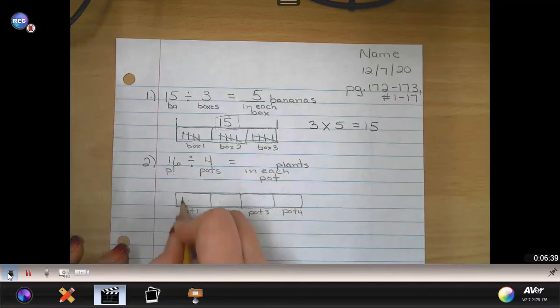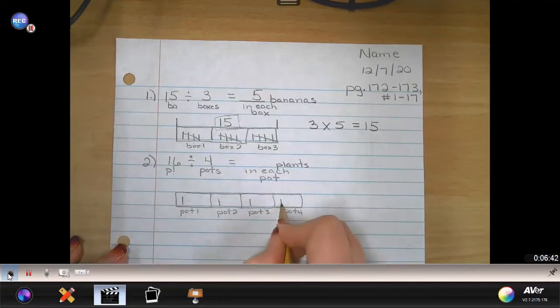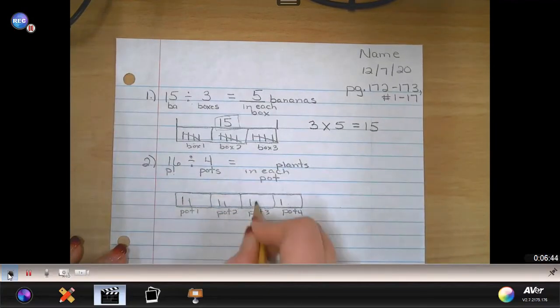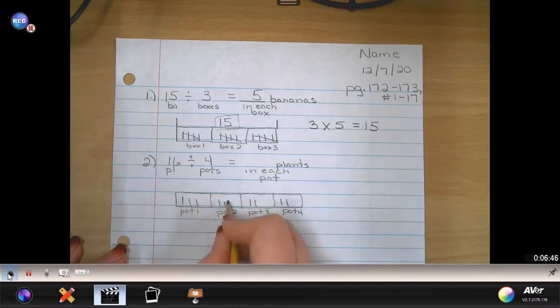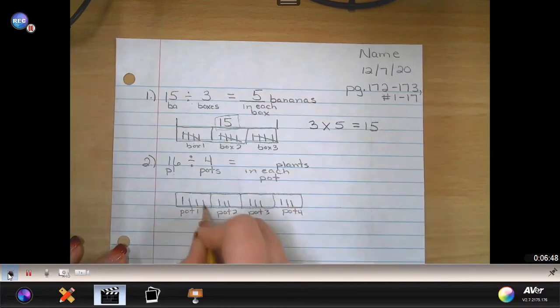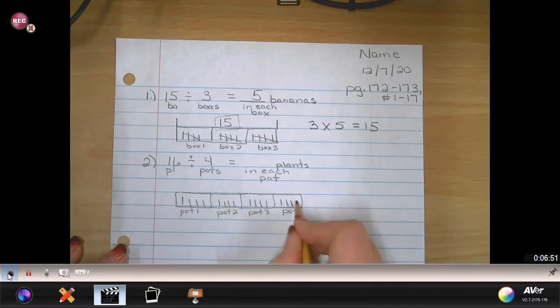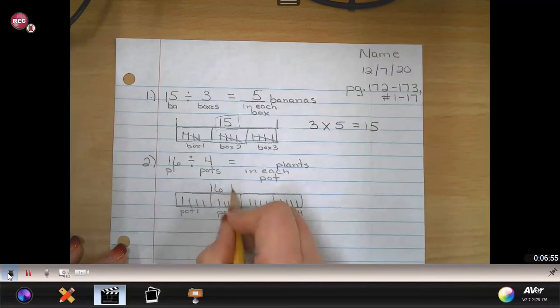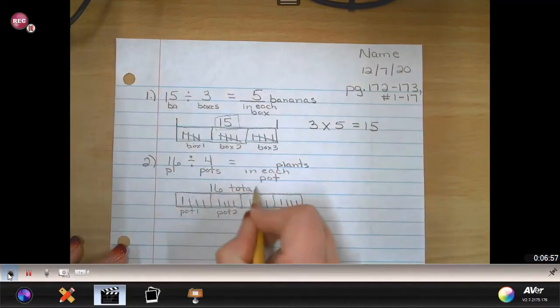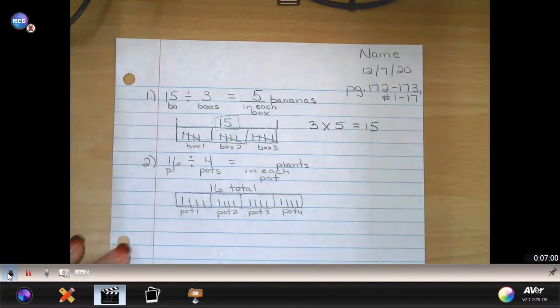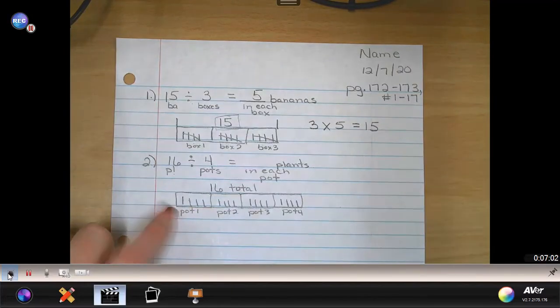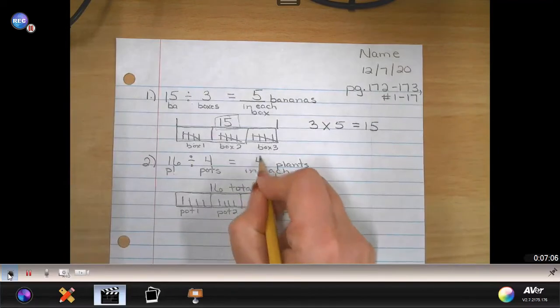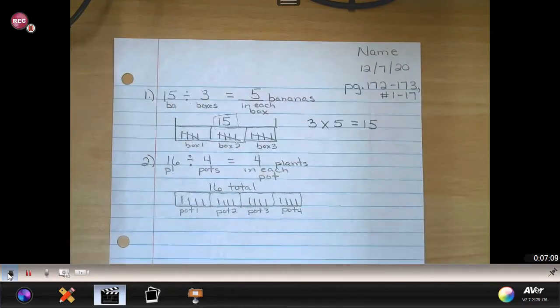So I have 1, 2, 3, 4, 5, 6, 7, 8, 9, 10, 11, 12, 13, 14, 15, and finally 16. So my 16 total plants are being broken up into 4 equal groups, and I would have 4 in each group. So I can come back up here and my quotient is going to be 4 because I have 4 plants in each group.